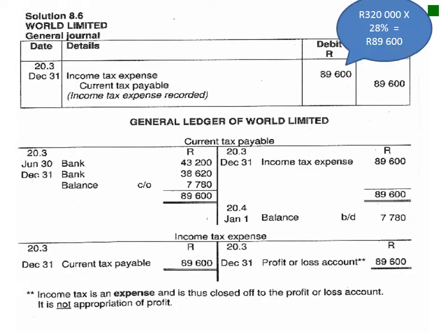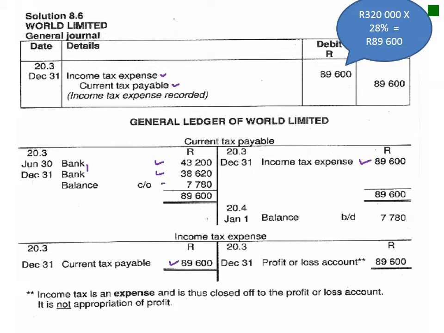So the entry for the income tax expense, we have to take the 320,000 taxable income multiplied by 28%, that gives us the tax expense for the year of 89,600. So we'll debit the income tax expense account and credit current tax payable, or the SARS account, which is your liability account. So this 89,600 will be debited to income tax expense and credited to current tax payable. The two provisional tax payments during the year at 30th of June and 31st of December would have been credits to the bank account and debits to the current tax payable account.